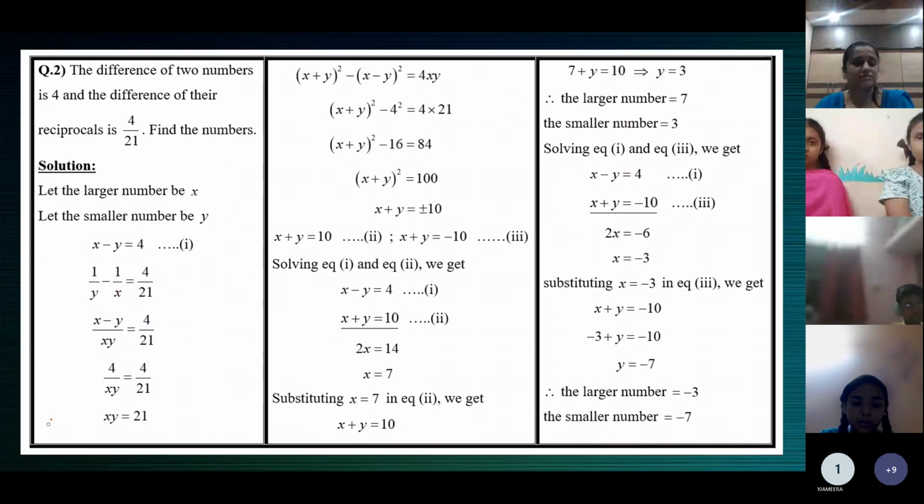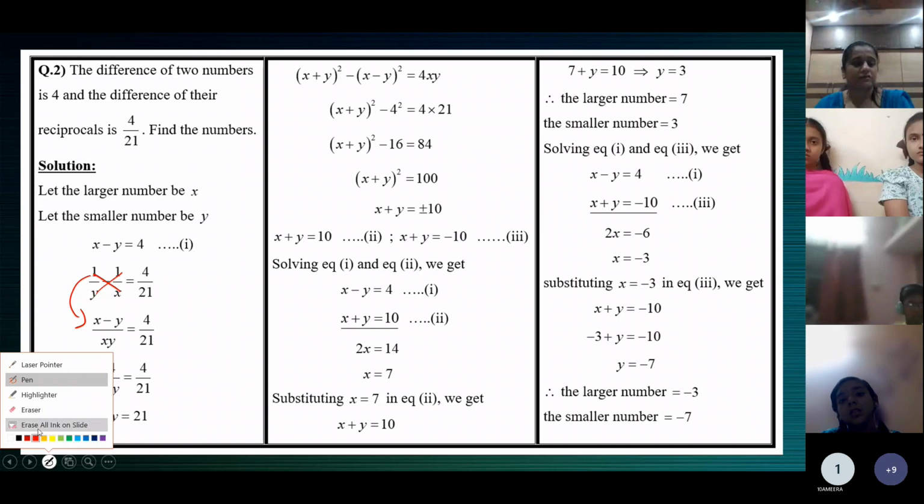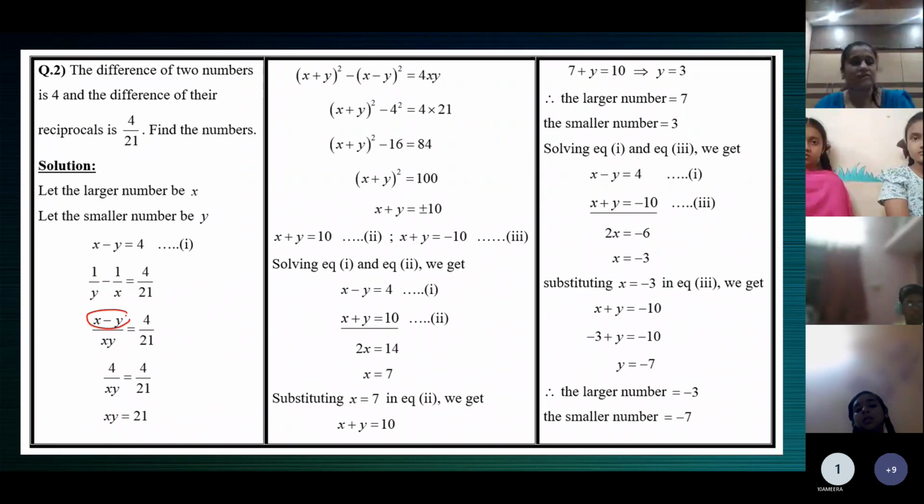On taking the LCM, you get xy as the common denominator. So you'll get (x minus y) by xy is equal to 4 by 21. And what is x minus y? What's the value of x minus y? 4. X minus y is 4. So 4 by xy is equal to 4 by 21. 4 gets cancelled. So cross multiply, xy is equal to 21.